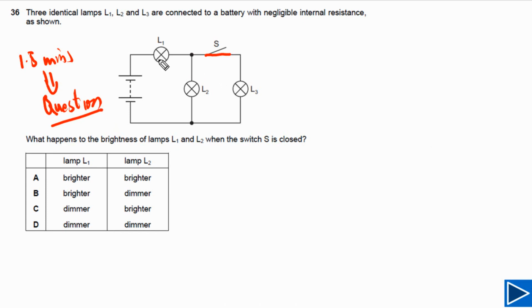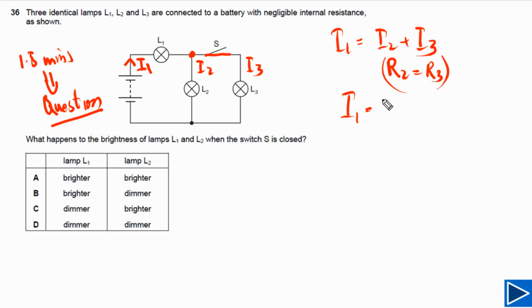If this question was on the exam, the simple way to answer it is this: as current comes from the battery, let's say this is I1, and at this point this current will split into two parts, I2 and I3. So we can write I1 is equal to I2 plus I3, and as these lamps are identical, meaning they have the same resistance, R2 is equal to R3, so we can say that I1 is equal to 2 times I2. So simply you can say I1 is greater than I2.